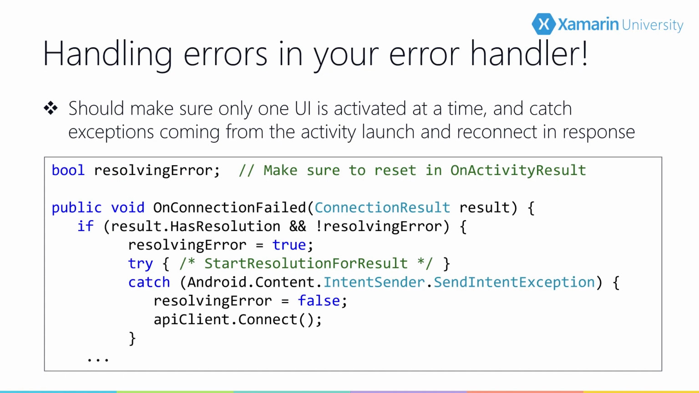Two more points on error recovery. Since this is an asynchronous UI that's displayed, it's possible that the UI could be up, and you get a second notification about connection failure before it's dismissed. You need to account for that by stopping reentrancy using a simple Boolean flag. Set it to true when you launch your UI, and reset it when onActivityResult is called, or if an error happens launching the UI. Speaking of errors launching the UI, make sure to catch the SendIntentException, which indicates the UI was canceled. In this case, you can just start the reconnection process.